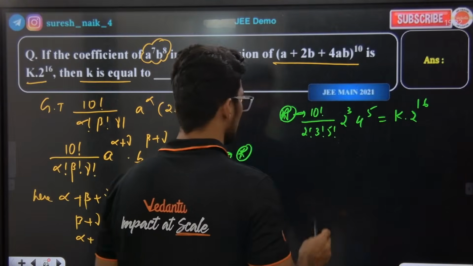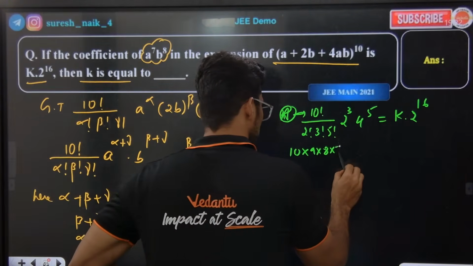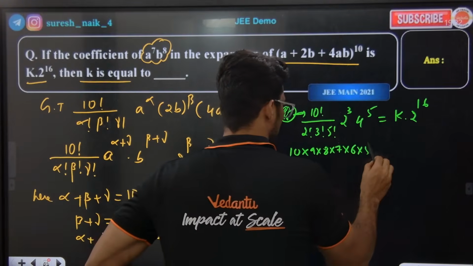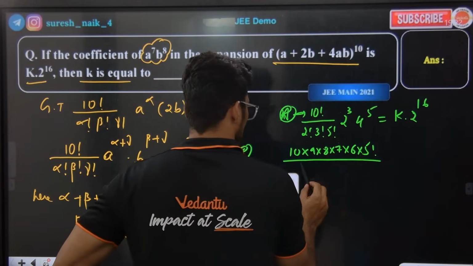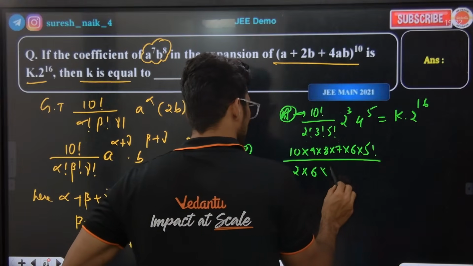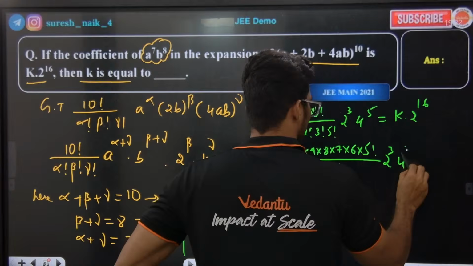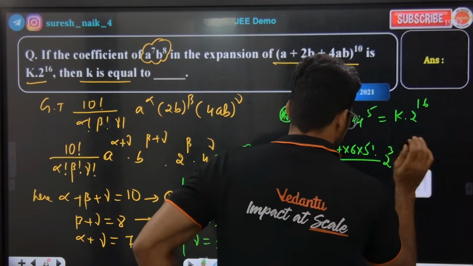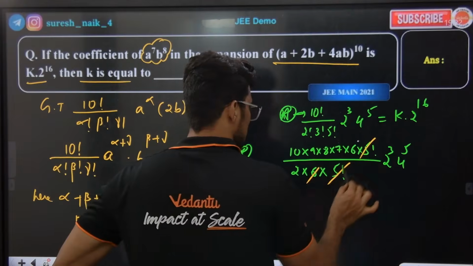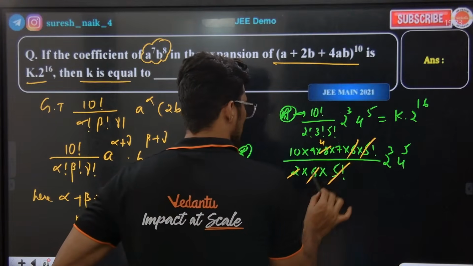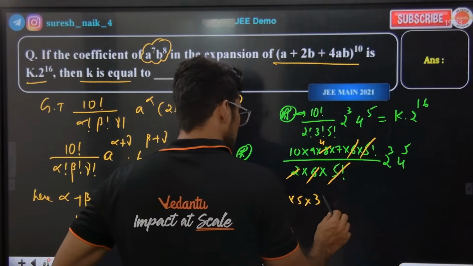Simplify this. 10 factorial means 10 into 9 into 8 into 7 into 6 into 5 factorial, by 2 into 3 factorial, which is 6 into 5 factorial as it is. 2 power of 3 as it is, 4 power of 5 as it is, equal to k into 2 power of 16, given. So this cancels, 6 cancels, 2 ones are 2, 4 sir. So 2 into 5, 9, 3 into 3.